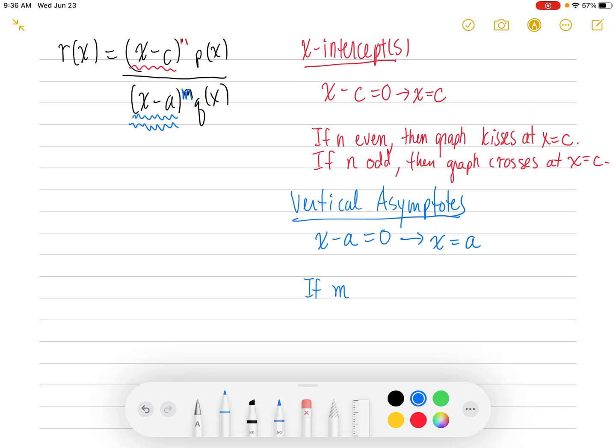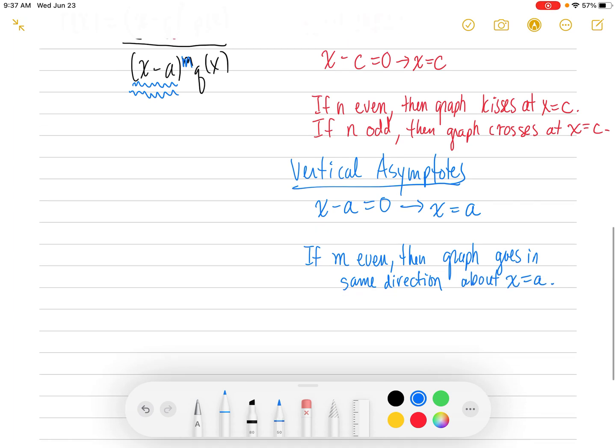So what happens if m, the multiplicity of that, is even? Then the graph goes in the same direction on opposing sides of the vertical asymptote, x equals a. So let me draw a picture of that, the same direction.